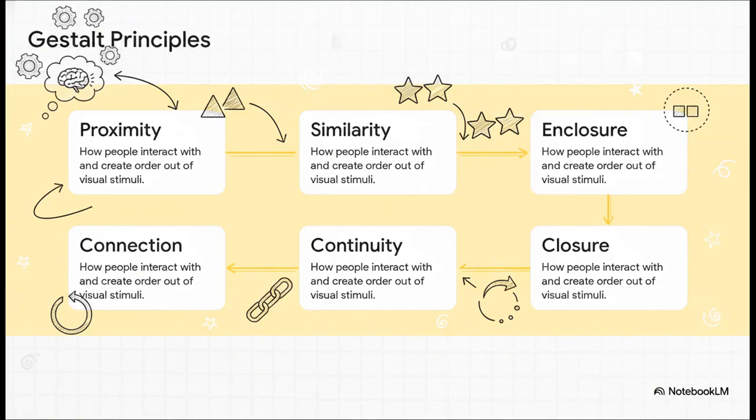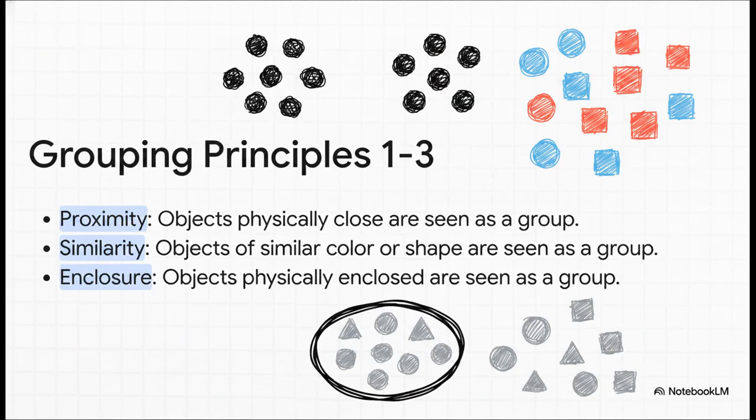We're going to breeze through 6 of these principles. And seriously, think of them as your secret toolkit for creating visuals that work with how your brain is already wired, not against it. We can even think about them in 2 main buckets: how our brains group things and how they simplify things. Let's start with how our brains group things.